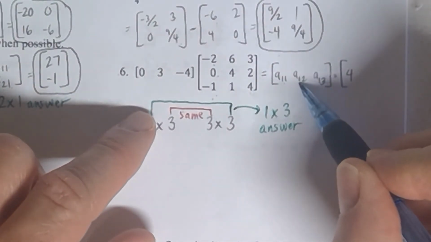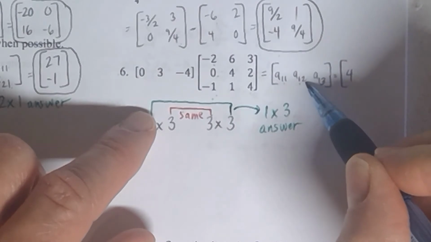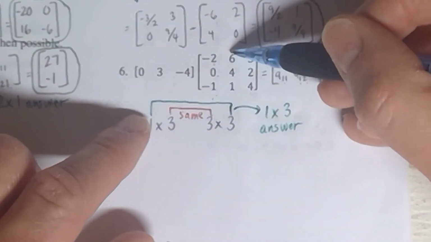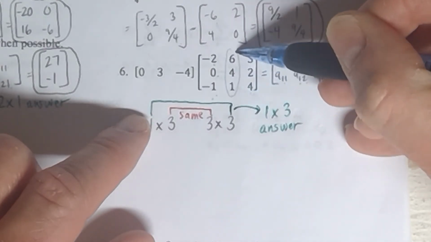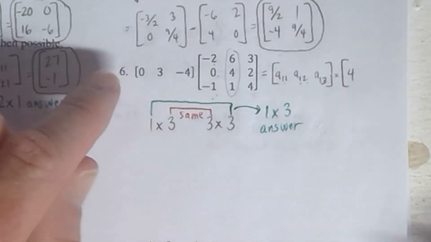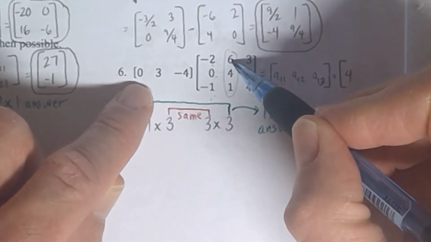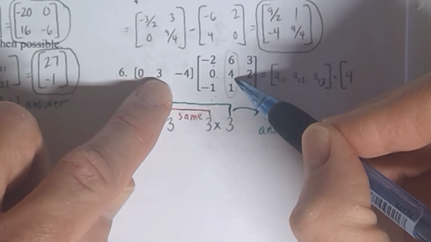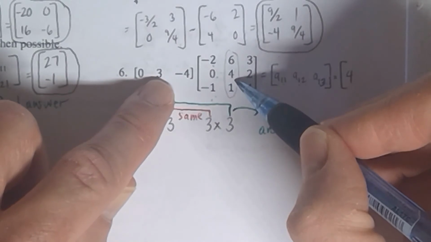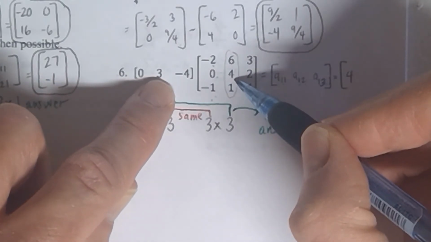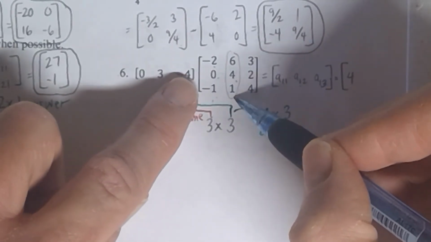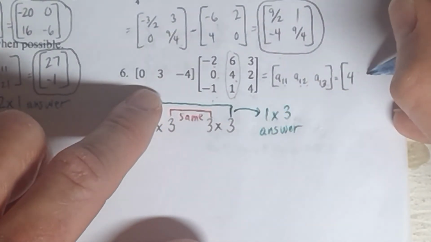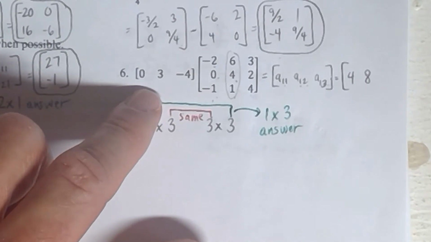Again, it says first row, second column. So that means we're going to do first row in the first matrix, second column in the second matrix. So let's do it carefully here. 0 times 6 is 0. 3 times 4 is 12. So we have 0 plus 12 so far, which is 12. And then plus negative 4. So 12 plus negative 4 is 8.